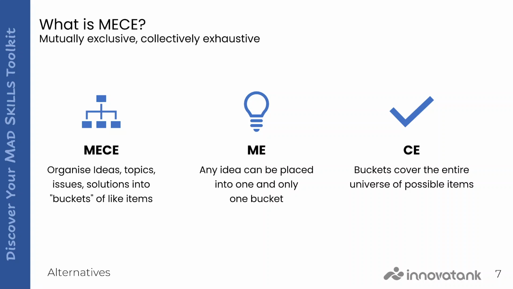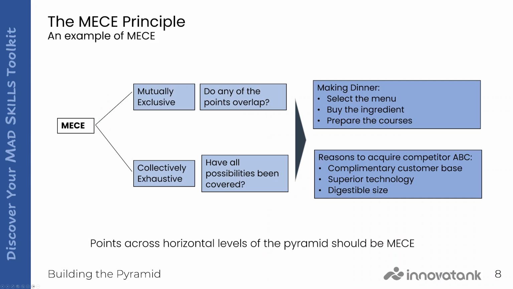When we do this, we also want to keep it in this mode of MECE, mutually exclusive, collectively exhaustive. So organizing those ideas, those topics, those issues in buckets. And so the idea that any idea can be placed into one and only one bucket, and all the buckets we have can contain the entire universe of possible items or possible solutions. And then an example of that is mutually exclusive. So if we're making dinner, we're looking at, do any of the points overlap? If we look at the process we go through, we select a menu, we buy the ingredients, we prepare the courses. Those are the buckets we're looking at. And then how do we throw the pieces into that?